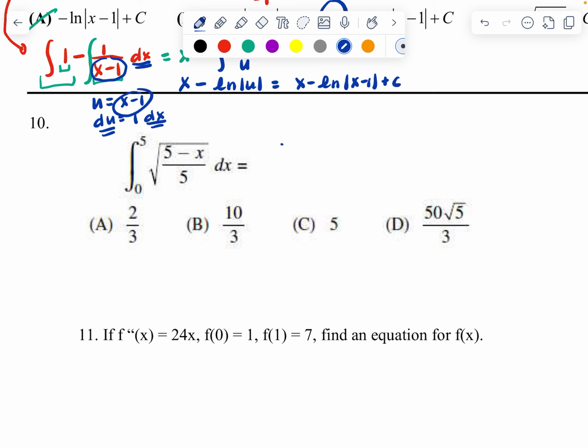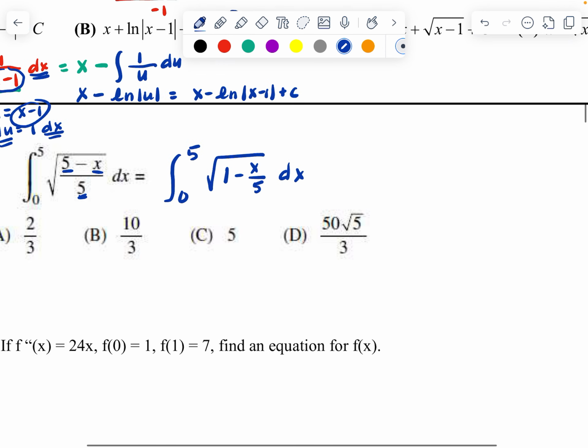So I can rewrite this as the integral from 0 to 5 of the square root of, and let's do 5 divided by 5, which is 1, minus, and then x divided by 5 is x over 5, and then dx. Okay? And maybe that might help me when I do my u sub. Okay, so what do you think your u is going to be?